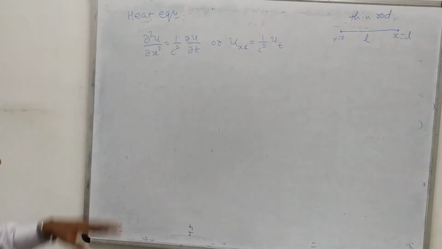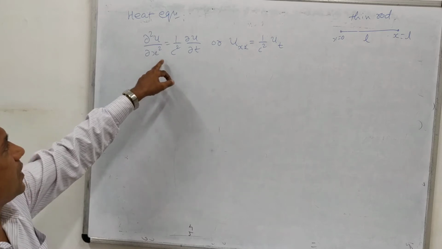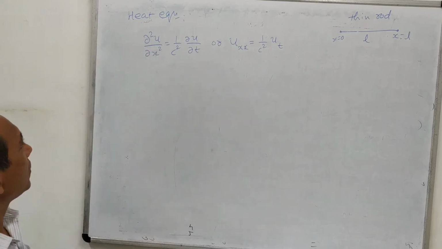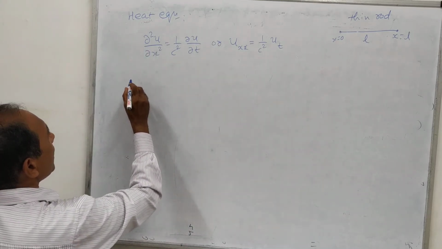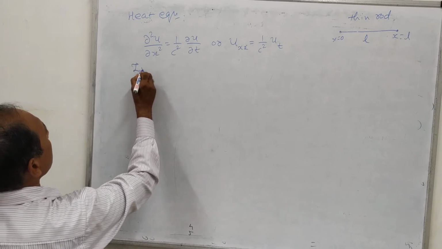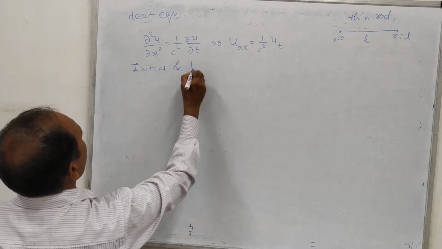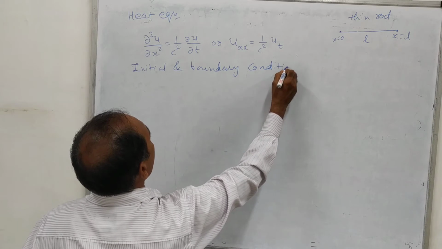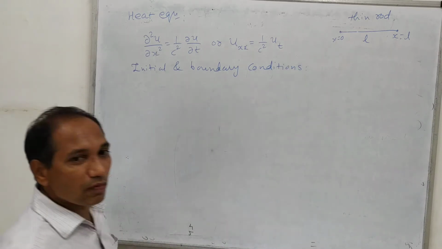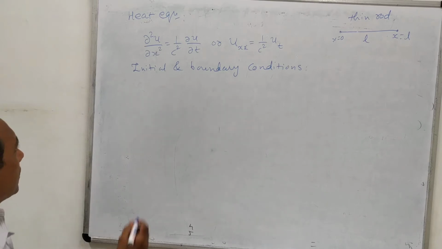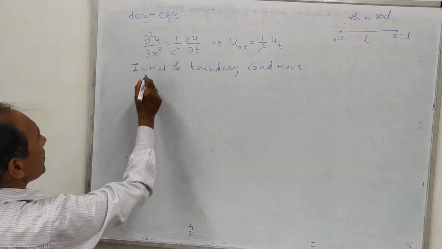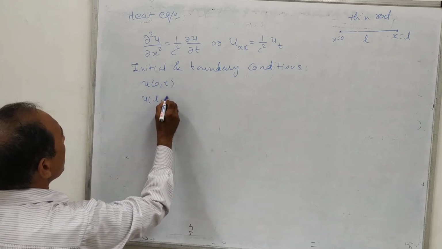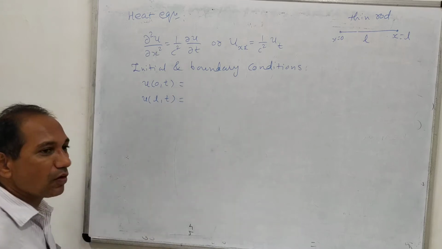Here it is a one dimensional problem, only x is considered, and it is a second order equation because the highest derivative has order 2. Here we will require initial and boundary conditions. I told you that in the wave equation we require 4 conditions, of which 2 were boundary conditions and 2 were initial conditions. Here there is a double derivative in x, so we require 2 conditions in x, known as boundary conditions, at x equal to 0 and at x equal to L.